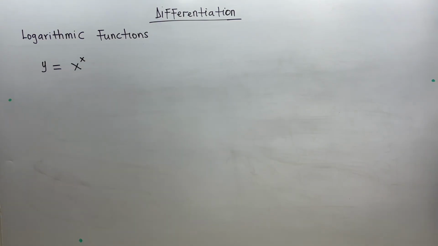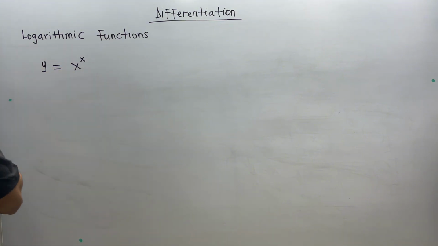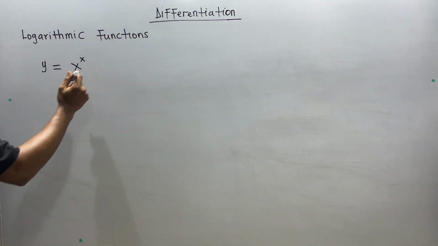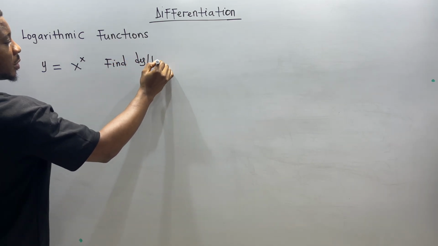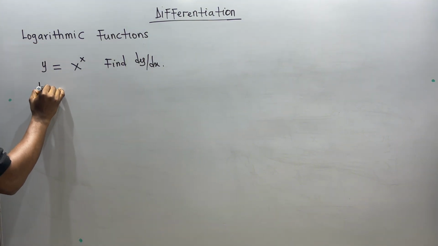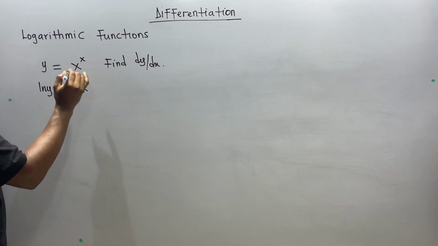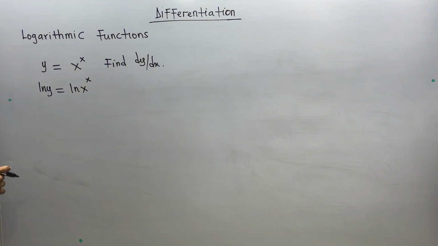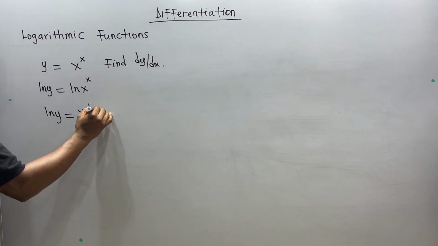All right. Here's another question. It tells us that we should find the derivative of the function, find dy over dx. Now we're going to apply the same technique. First step will be take log of both sides. I take log of y, this gives us ln y. If I take log of this side here, this gives us ln x to the power of x. Now the second step will be the power comes backwards. So it becomes ln y is equal to x ln x.